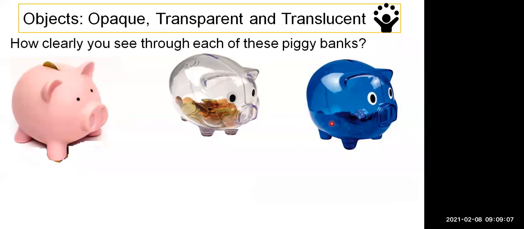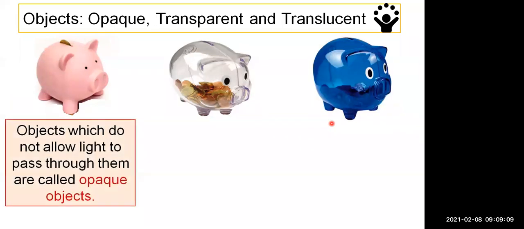So, this pink piggy bank does not allow the light to pass through it, and that is why we could not see the coins present in it. Such objects we will call opaque objects. So the objects which do not allow the light to pass through them are called opaque objects.